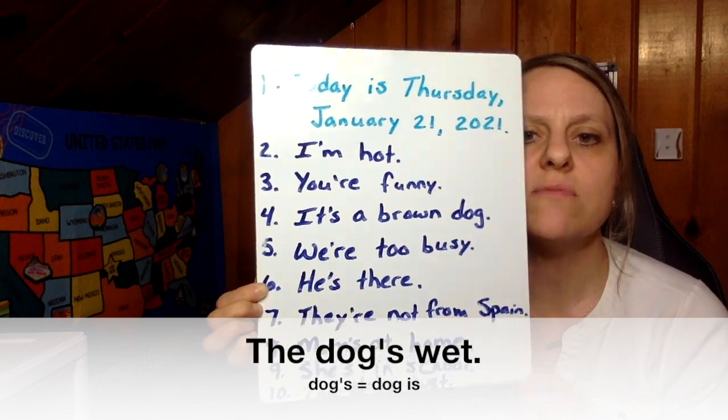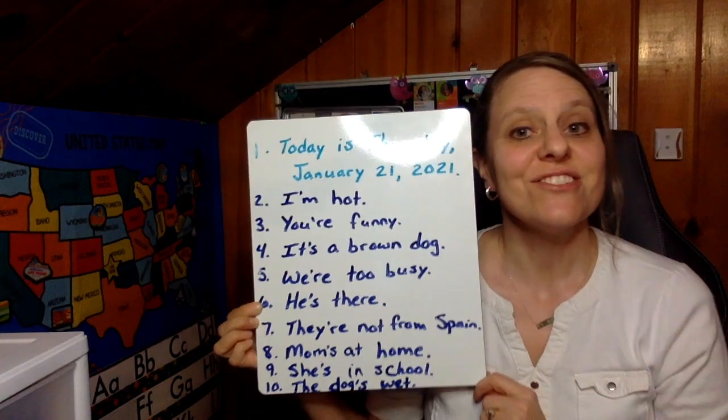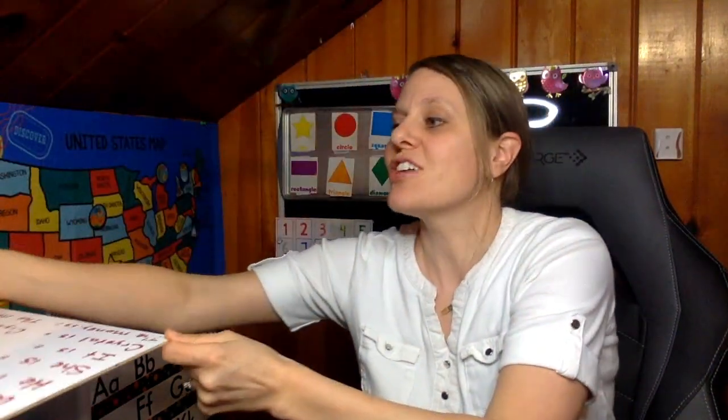The dog is wet. So how did you do? Did you do well with your contractions today? Good. I hope that you enjoyed this lesson on contractions. If you would like to write a sentence telling me where you're from, below in the comments, you can use a contraction to write that sentence. Let's see how well you do.